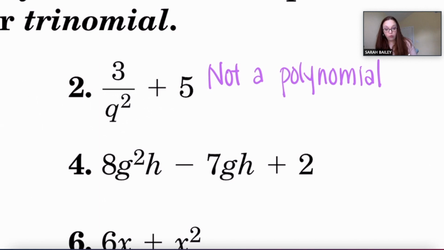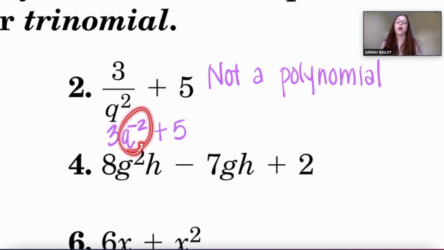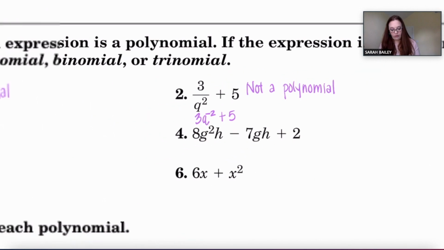Remember, also, this could have been written as 3q to the negative 2 plus 5. So that negative exponent also disqualifies it. If you end up with a variable that has a negative exponent, then you know it's automatically going to be in the denominator, which makes it not a polynomial. Okay, let's do another one.